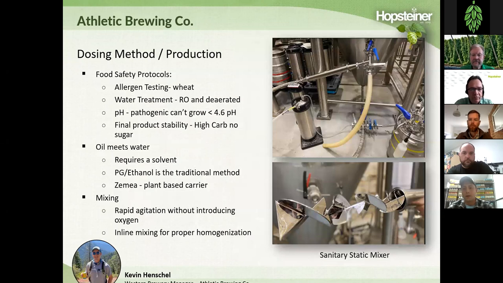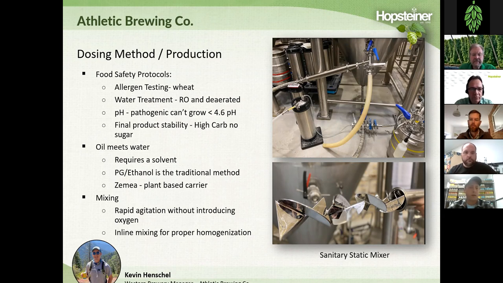Then you can see in the top picture here, we have an inline loop buildup pulling from the bottom of the tank through a pump, where we then inject the hop oil mixture, and then the static mixer, which is on the bottom portion of the screen right there. Essentially using a centrifugal pump, moving it through at high speeds, you're able to get a high amount of agitation, which actually allows the hop oil to dissolve properly into the deaerated water.